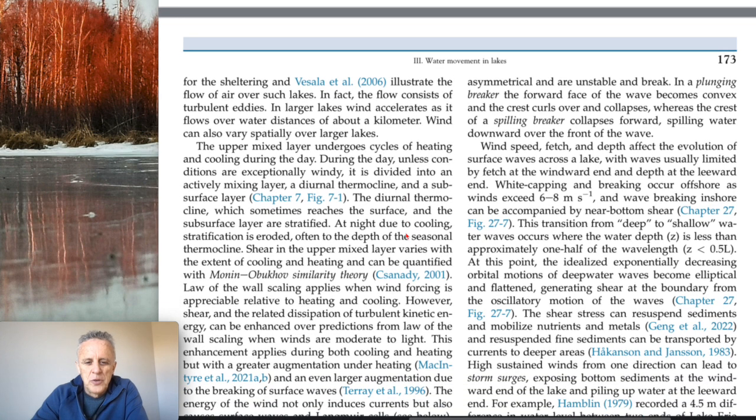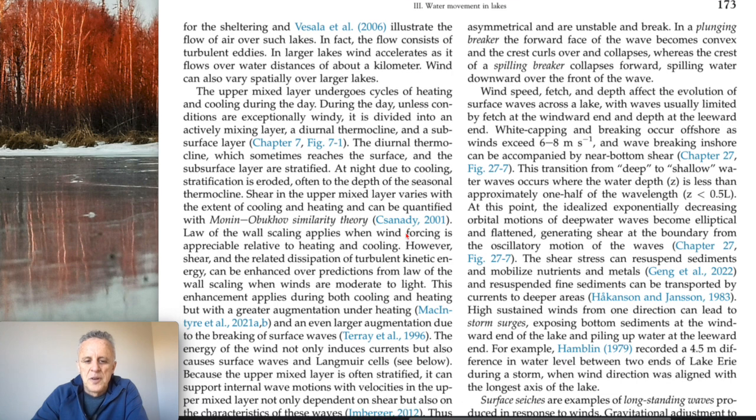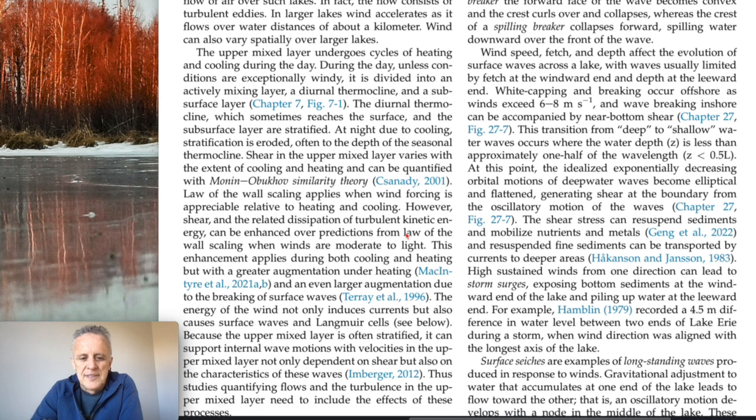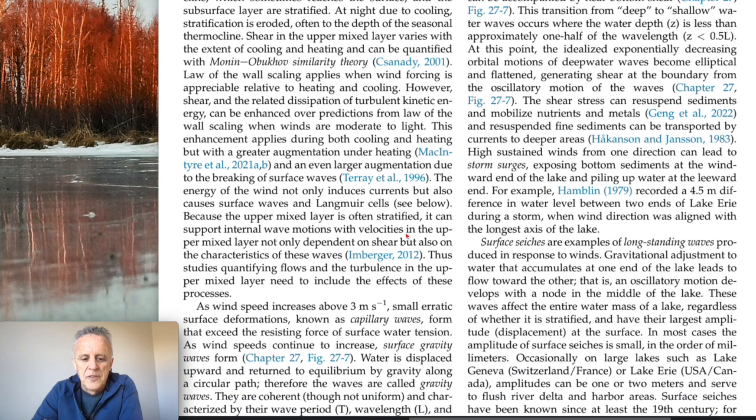The upper mixed layer undergoes a cycle of heating and cooling during the day. Unless conditions are exceptionally windy, it is divided into an actively mixing layer, a diurnal thermocline, and a subsurface layer. The diurnal thermocline, which sometimes reaches the surface, and the subsurface layer are stratified. At night, due to cooling, stratification is eroded, often to the depth of the seasonal thermocline. Shear in the upper mixed layer varies with the extent of cooling and heating, and can be quantified with the Monin-Obukhov similarity theory. We already went through that in chapter 7, so it's pretty much the same stuff.